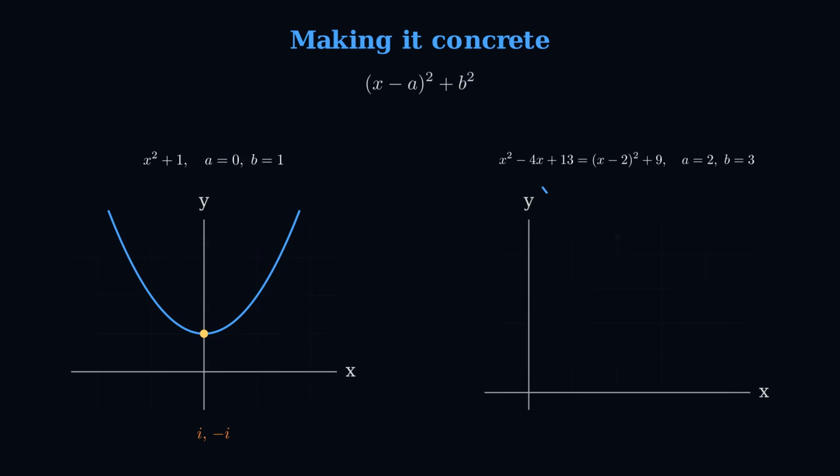x squared minus 4x plus 13 equals (x minus 2) squared plus 9. Roots are 2 plus 3i and 2 minus 3i. The minimum sits at (2, 9), well above the axis.